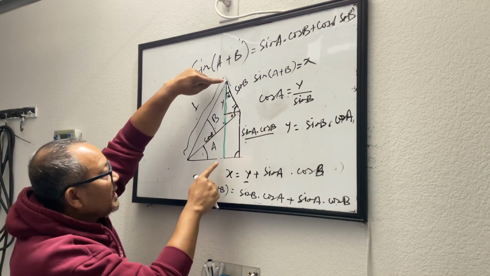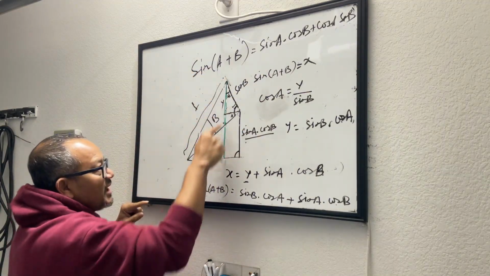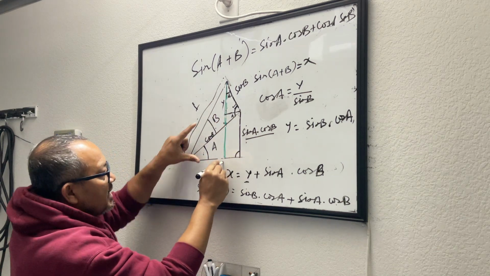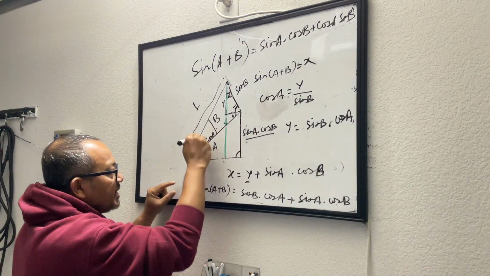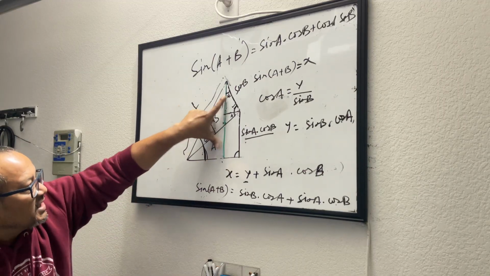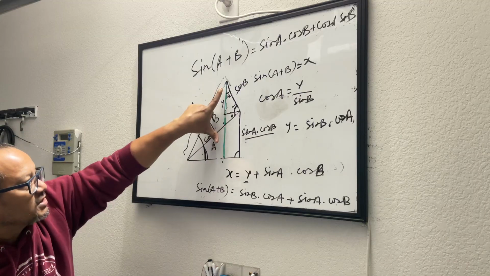Our goal was to find out sine of A plus B. So we came to this larger triangle and dropped the perpendicular from here to here. This whole angle from here to here that you see is A plus B. So sine of A plus B would be this side divided by hypotenuse, which is 1. So sine of A plus B is equal to this side.